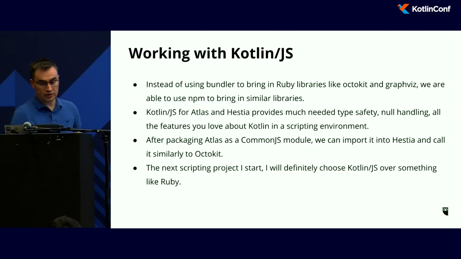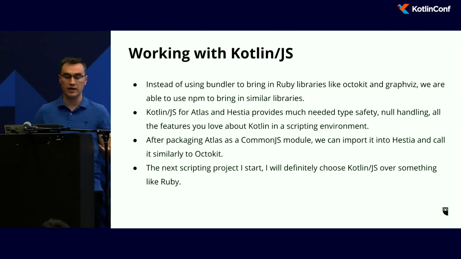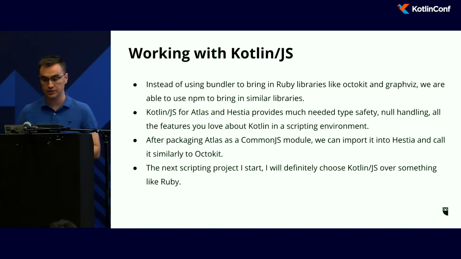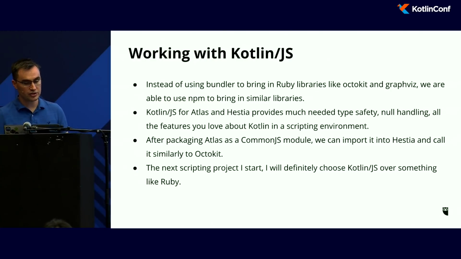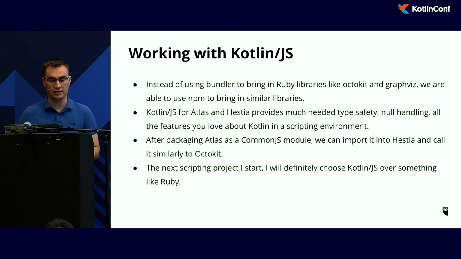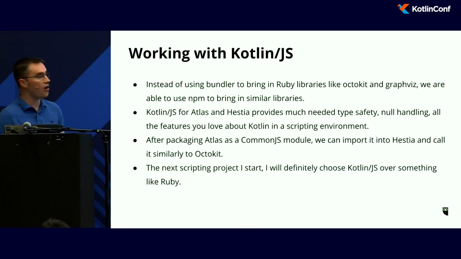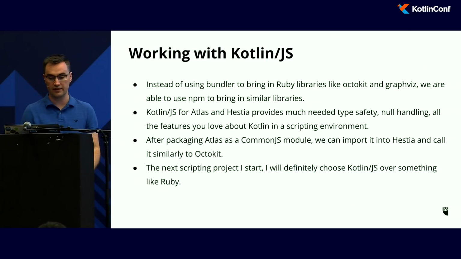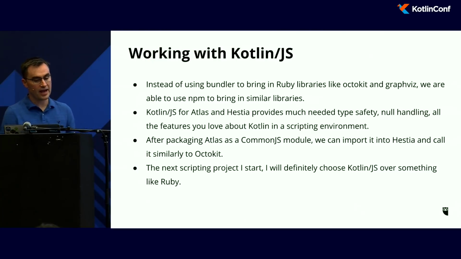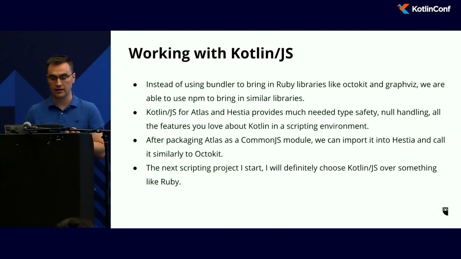So instead of using bundler to bring in Ruby libraries like OctoKit and graphviz, which if you've ever used Ruby is a great strength of the language, we're able to use NPM to bring in similar libraries in JavaScript. But with Kotlin.js, it provides much needed type safety, null handling, all the features that you love about Kotlin in a scripting environment. And then after packaging Atlas as a common JS module, we can import it into Hestia and call it similarly as we do OctoKit.